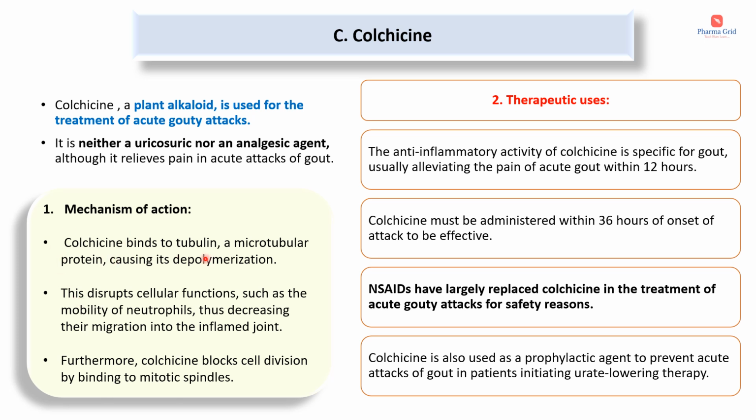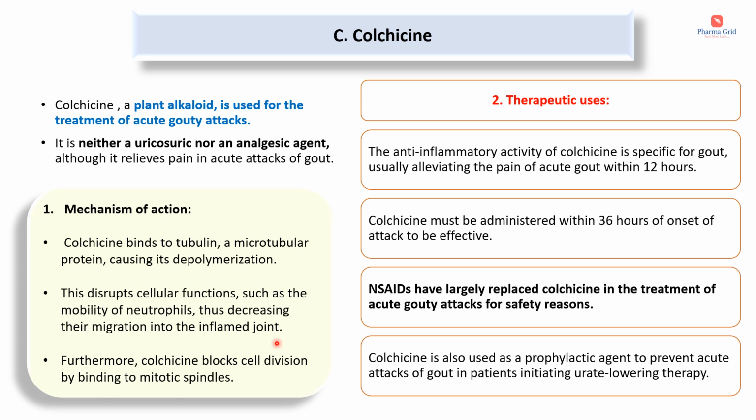So this colchicine binds to tubulin. What is this tubulin? It is a microtubular protein. So the colchicine binds to tubulin, causing its depolymerization. This disrupts cellular functions such as the mobility of neutrophils, thus decreasing their migration into the inflamed joint.